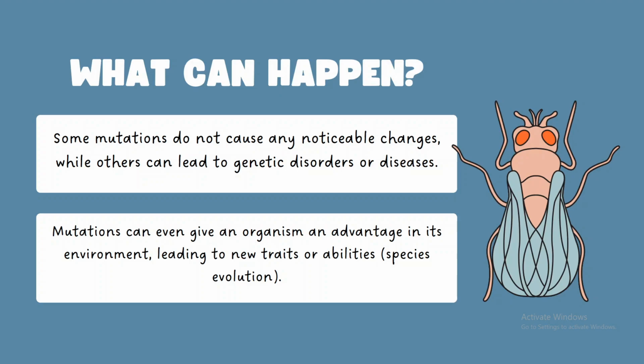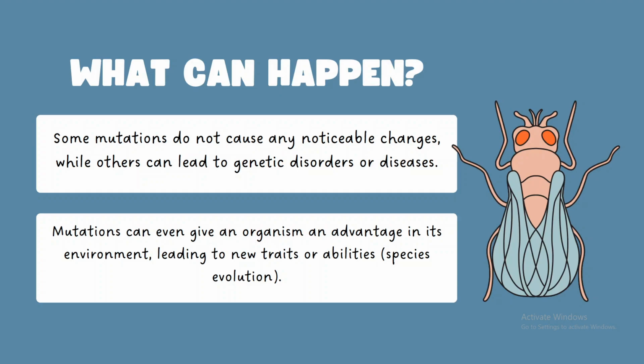Number 2, beneficial effects. Some mutations can confer an advantage to an organism, leading to increased fitness and survival in a particular environment. Number 3, harmful effects. Deleterious mutations can have harmful effects on an organism's phenotype, health, or fitness. These mutations may disrupt normal gene function, leading to genetic disorders, diseases, or reduced reproductive fitness. Examples include genetic diseases like cystic fibrosis, sickle cell anemia, or Huntington's disease.